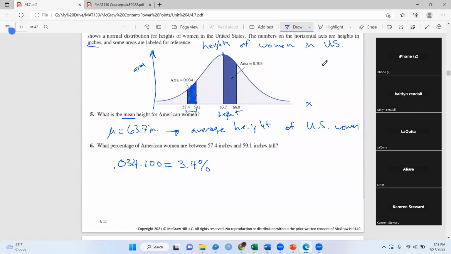Another way we could talk about this is we could say the probability of selecting a woman that is between the heights of 57.4 and 59.1 inches tall is 0.034. If I randomly selected a woman from the population of America, there's a 3.4% chance she will be within these heights. So there's not too many women that are this tall.